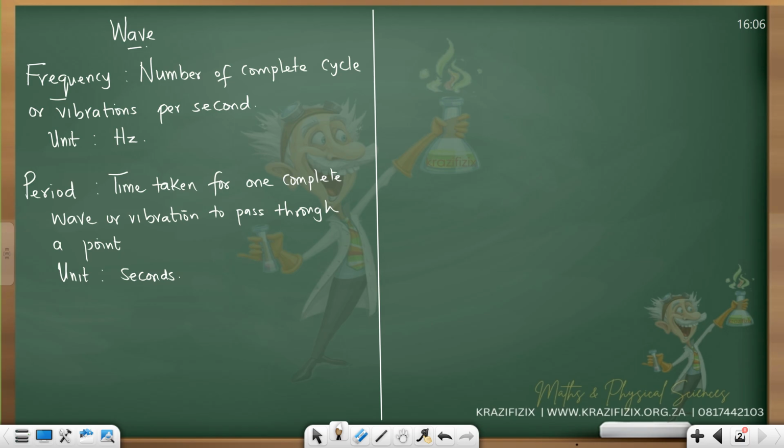We have the relationship between frequency and period. The relationship between frequency and period, we know from grade 10, not going to waste time, that f equals 1 over T. This is very, very important. And from there, we can also say T is 1 over f, whichever way. We're going to need all of that.